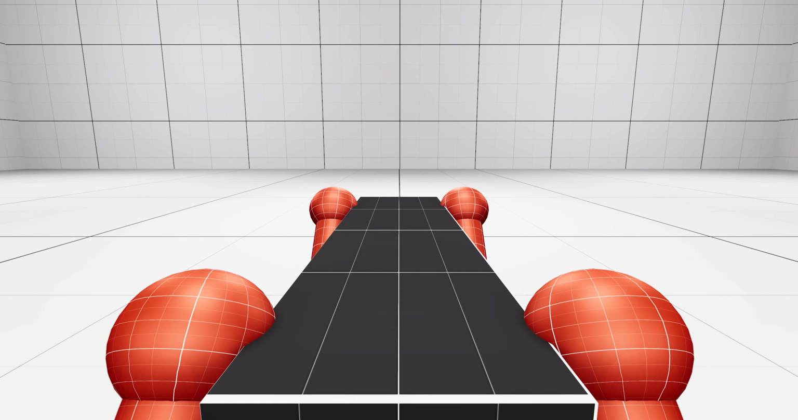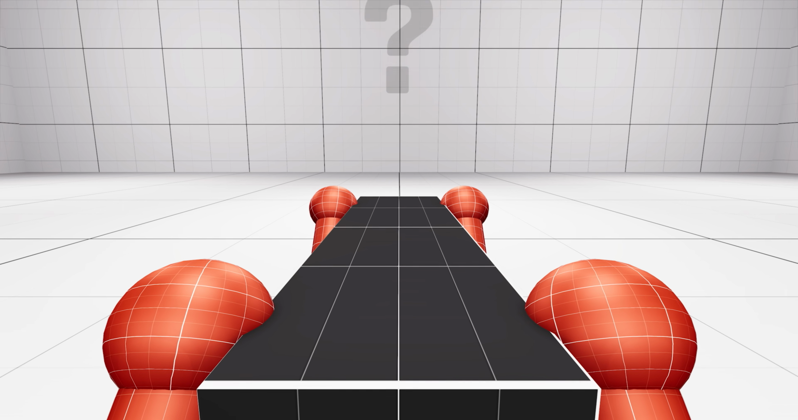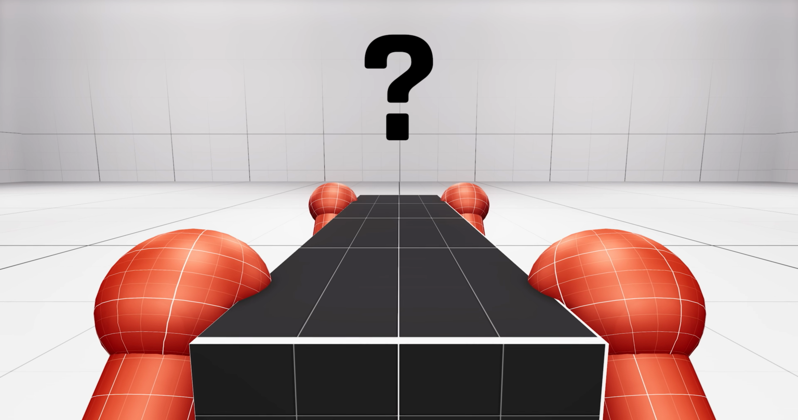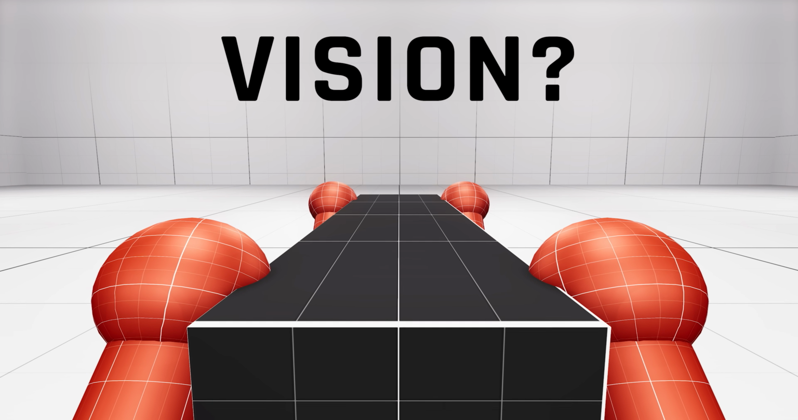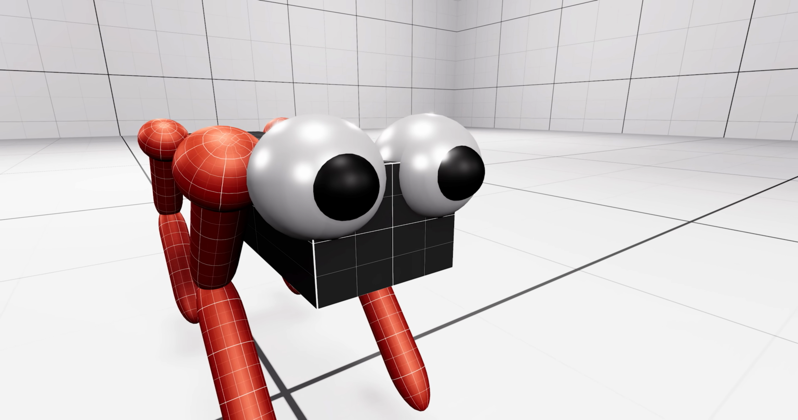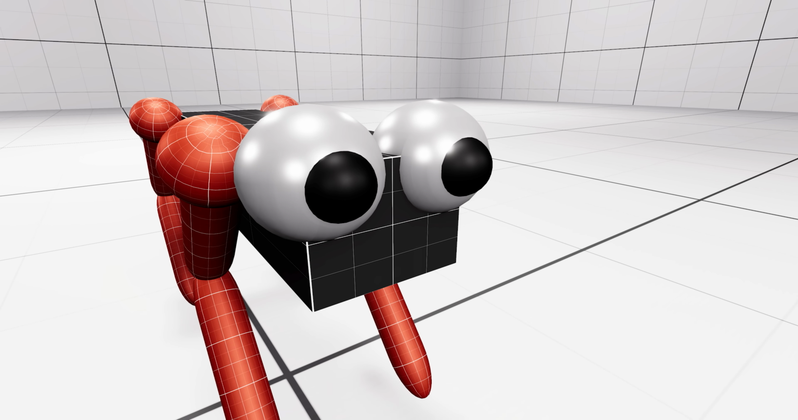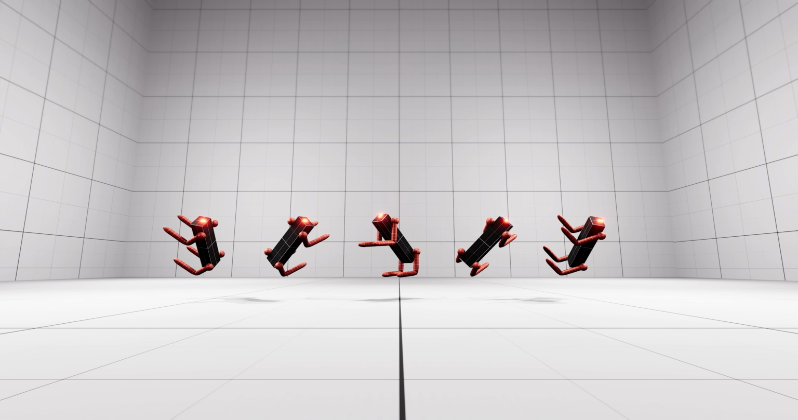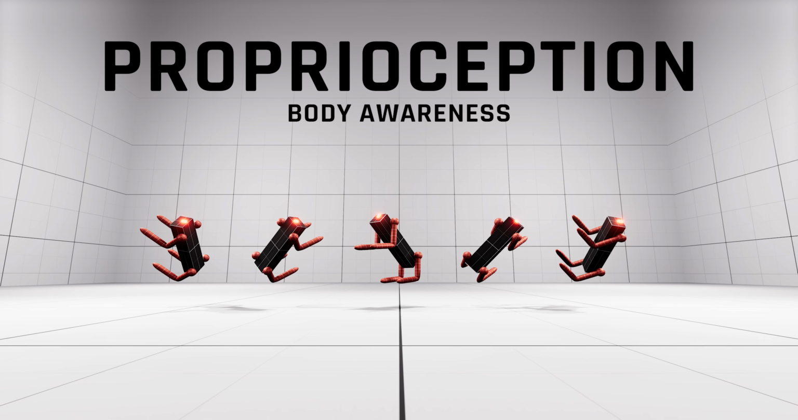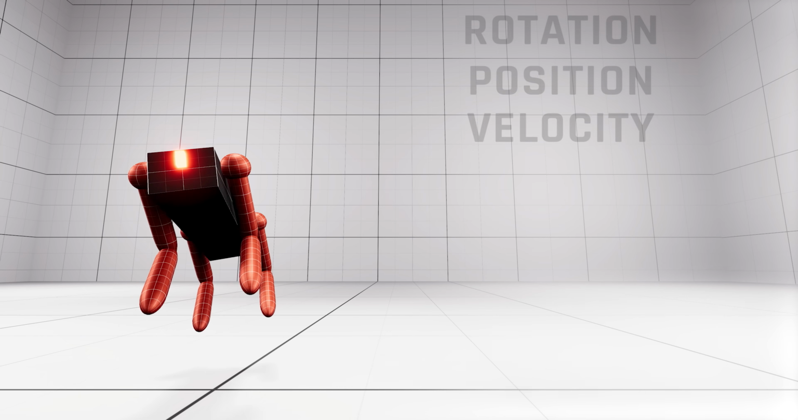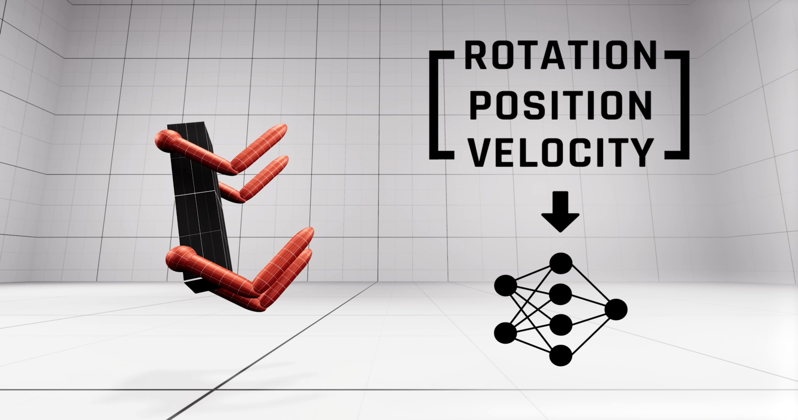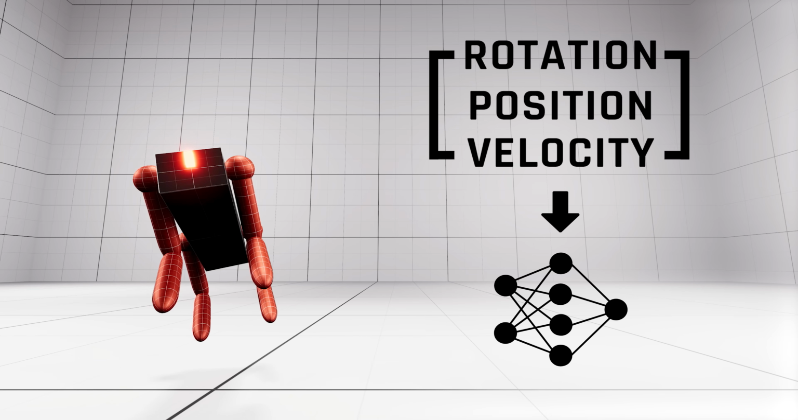Alright, so let's do a thought experiment. Imagine yourself from the AI's perspective. What observations do you need in order to walk? Well, pretty simple, right? The AI needs vision. Great! We will now strap two big eyeballs into the AI's head. In reality, the AI needs something called proprioception or body awareness. To achieve this, we will extract the rotation, position, and velocity of each limb and feed that into the neural network. This makes the AI self-aware.